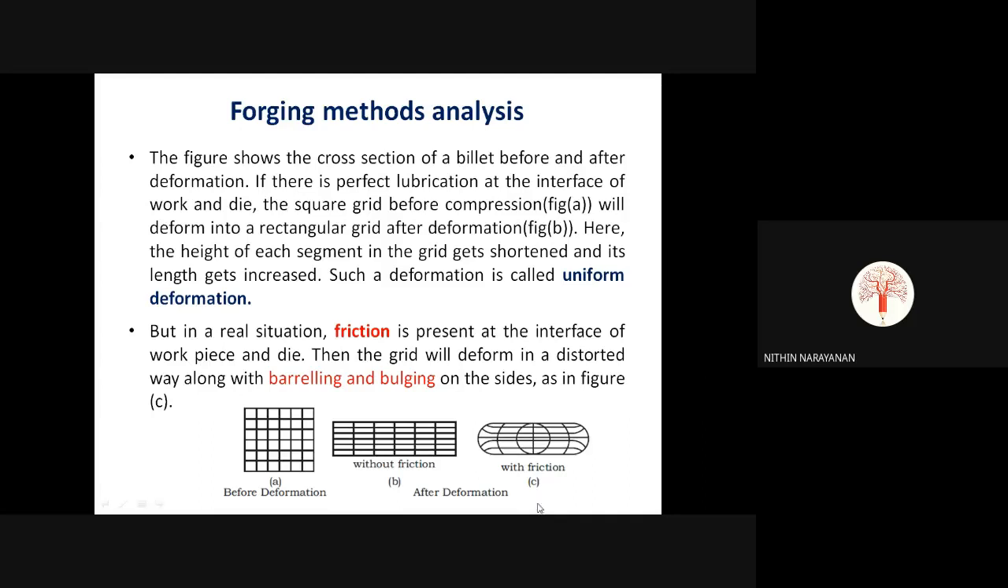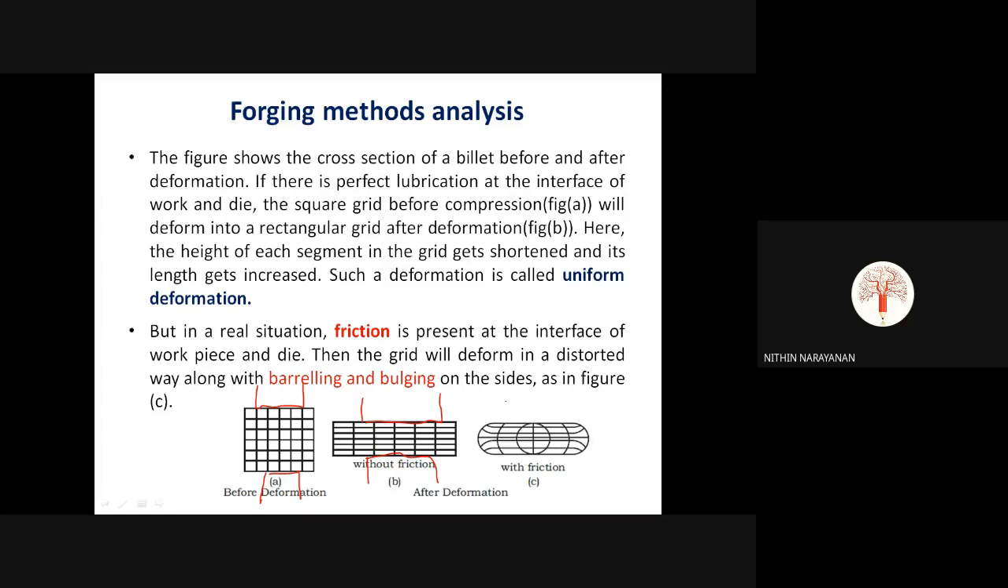You know that actually the die is here, right? This is the die which is squeezing the workpiece. After squeezing, we can see it has gone into a rectangular shape. So the length will be larger. After squeezing, it will be like this. This is the ideal condition.